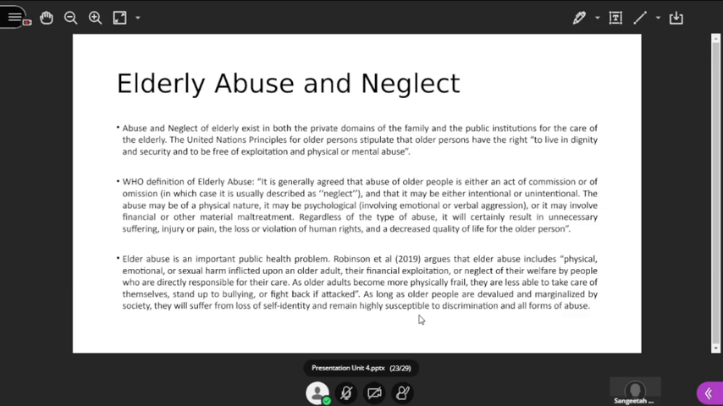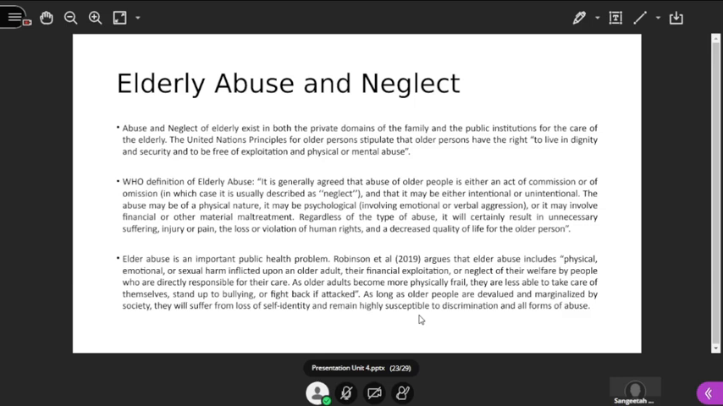By the WHO, elderly abuse, guys, is an important public health problem, right? That's why we have Elderly Watch, we have the Domestic Violence Act which protects the elderly. We have so many things being done at international and national level to protect the elderly person. So Robinson et al. argue that elderly abuse includes physical, emotional, or sexual harm inflicted upon an older adult. Physical, emotional, or sexual harm, right?